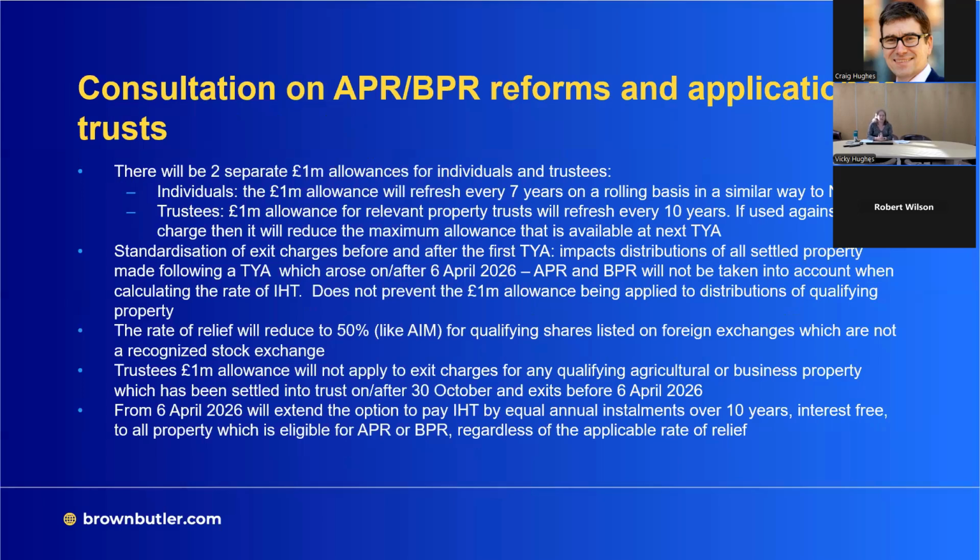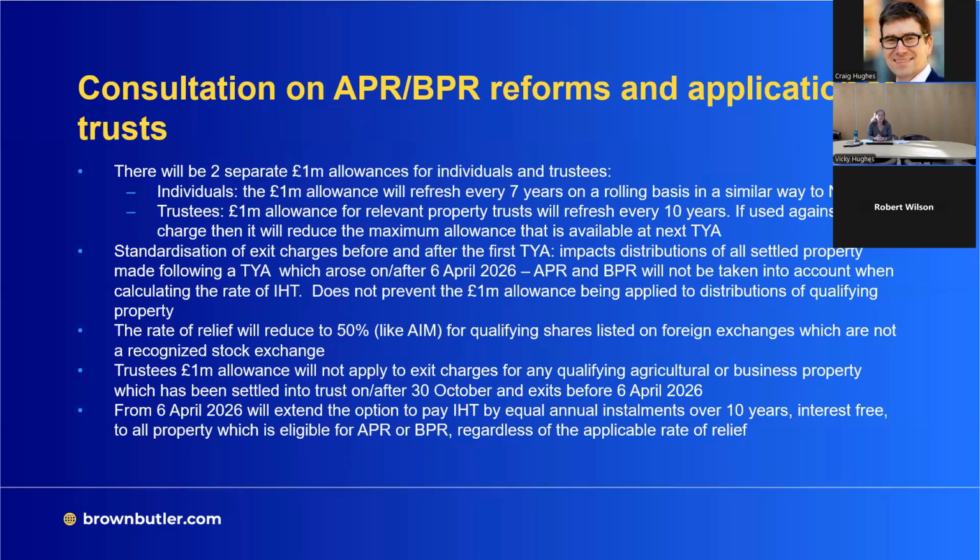Now, they're saying in this documentation that the trustees' £1 million allowance won't apply to any exit charges on qualifying agricultural or business property relief property which has gone into a trust on or after the 30th of October and comes out again before the 6th of April. Presumably that's because if people did something and didn't know how the rules were going to work, it's going to enable them to revisit the position. So it'll be interesting to see if there's more information on that in due course.